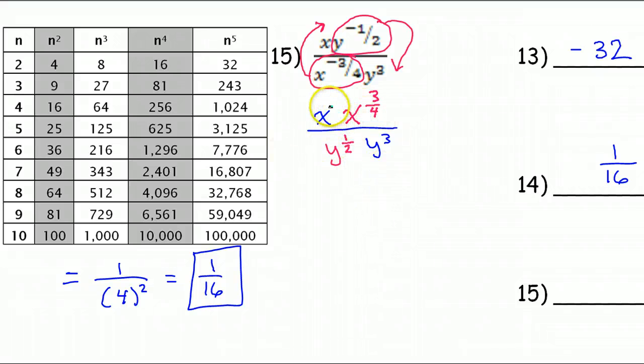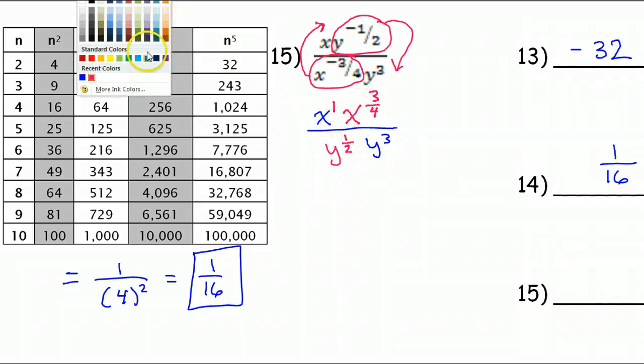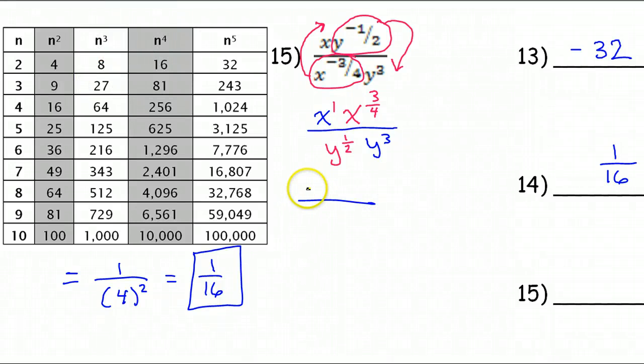Now, as I put these x's together, I will think of this as x to the 1 power to help me add. So you know when you multiply variables together, you add their exponents when they're like bases. So what's really going to be happening in my next step, in the numerator, I'm going to be doing x to the 1 plus 3/4 power. In the denominator, I'm going to be doing y to the 1/2 plus 3 power. So I just need to do this sum, and then I'll be finished.